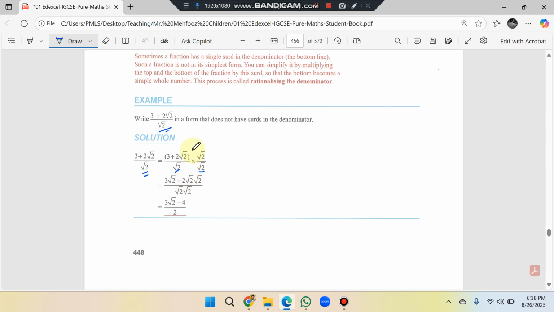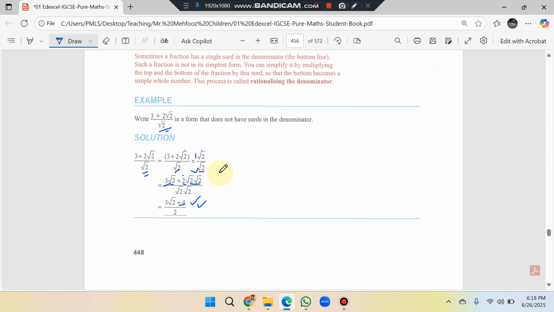So it becomes square root of 2 multiplied by 3, that is 3 times square root of 2, and 2 multiplied by 1 is also 2, and square root of 2 multiplied by square root of 2 also equals 2, right? So this 2 multiplied by this 2 becomes 4. So this is your simplified answer.